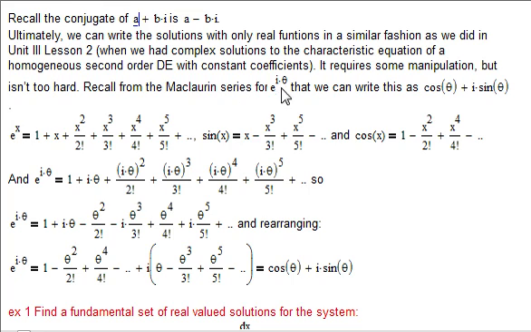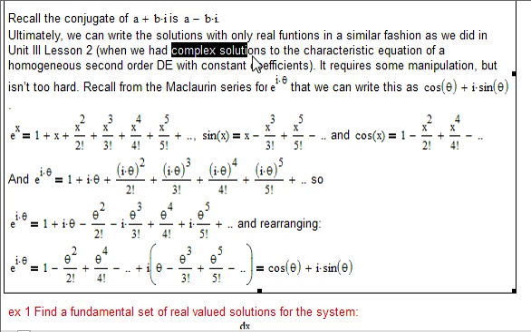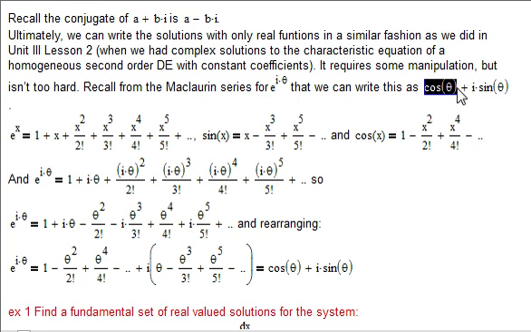we will wind up using the same trick we used back in Unit 2 when we had second order linear differential equations that had complex solutions to the characteristic equation. It requires a little manipulation, but isn't too hard. Recall the Maclaurin series for e to the I theta is cosine of theta plus I times the sine of theta, which is a beautiful theorem in mathematics called the Euler formula.